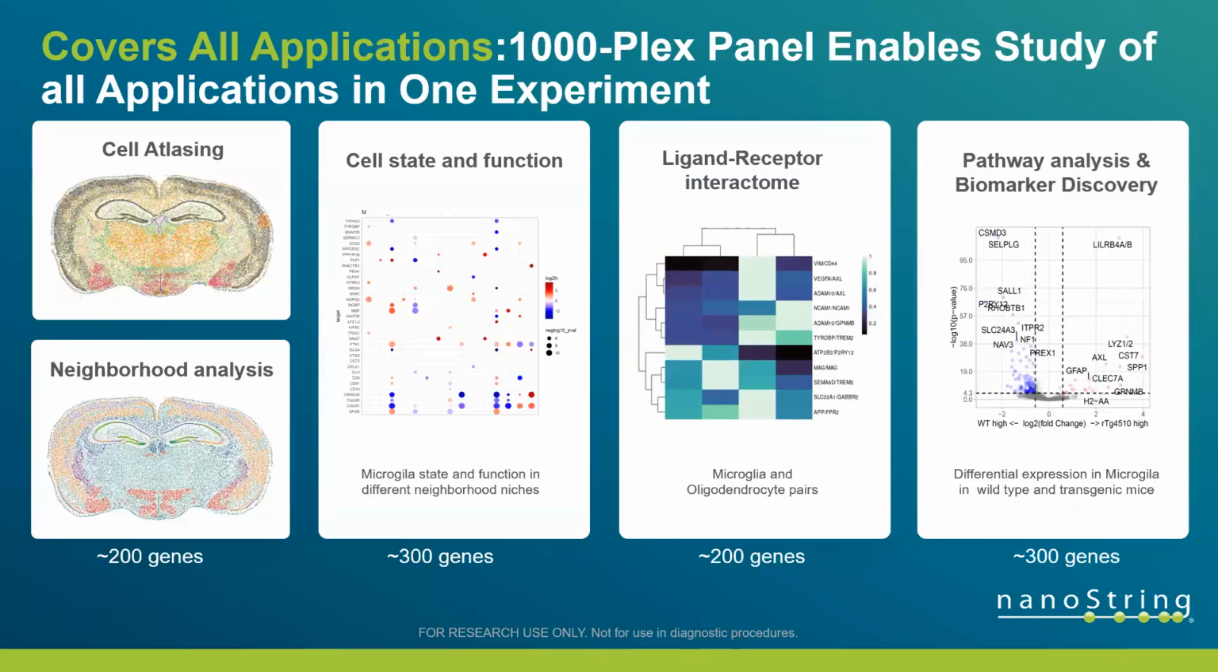And so with that, as we highlighted before, at 1,000-plex, you're able to get many of these different analyses within one specific experiment. So in being able to do cell atlasing, the neighborhood analysis, again, getting into cell state and function, our ligand receptor interactions that are paired automatically within these panels. In this case, we're looking at our mouse neuroscience panel, looking at these microglia and oligodendrocyte pairs, and then finally getting into this pathway analysis as well.